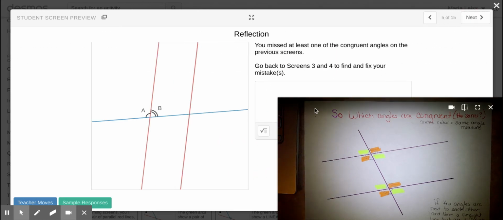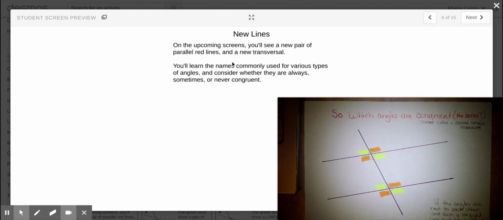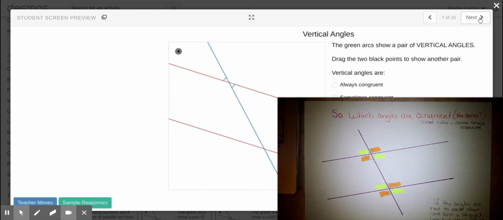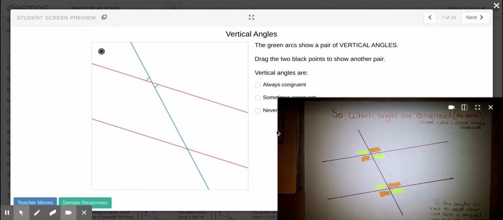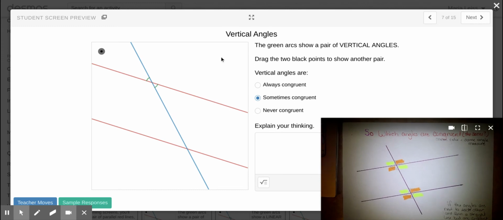Now, the next few, you're going to have to do a few different things. This one, I didn't answer the question, so it's telling me I did something wrong. You need to go back and fix it if it's still telling you this. Then it'll ask you to do a reflection. There's nothing to do on that page. Here's where you actually have to start answering some reflection questions. Vertical angles.